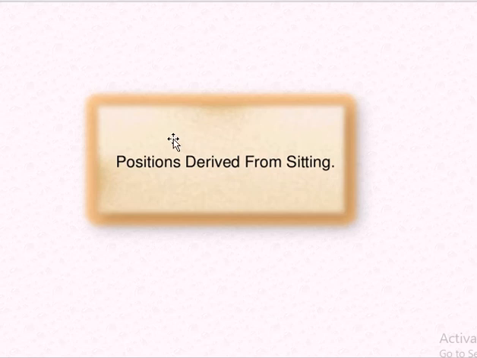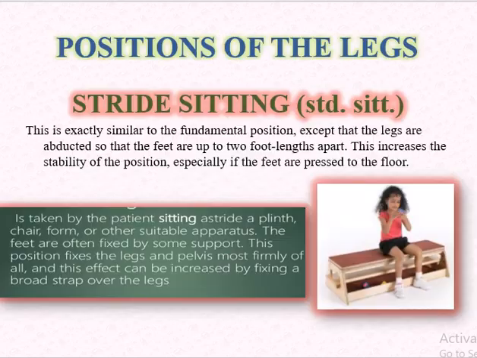Now we discuss positions derived from sitting, by modification of the position of the legs. Straight sitting. This is exactly similar to the fundamental position except that the legs are abducted so that the feet are up to 2 feet apart. This increases the stability of the position, especially if the feet are pressed to the floor.